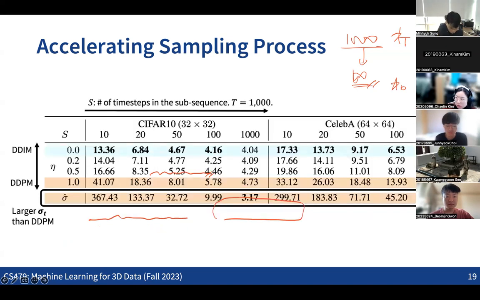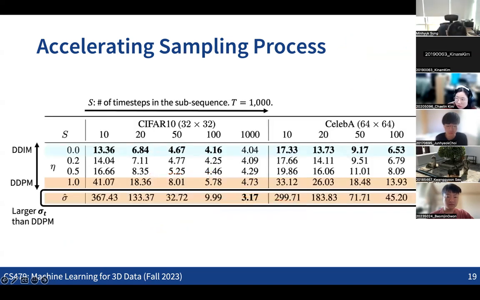If you look at some quantitative results here, each row is a result where we control the sigma value. The first row is the fully deterministic process, where sigma becomes 0. The fourth case here is exactly the same as DDPM. And the last one even uses a bigger sigma than DDPM, adding more stochasticity over the reversibility process.